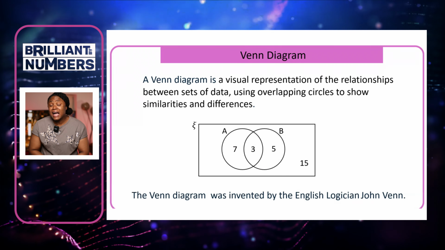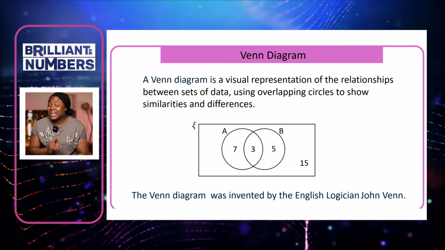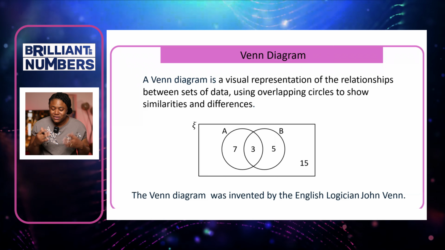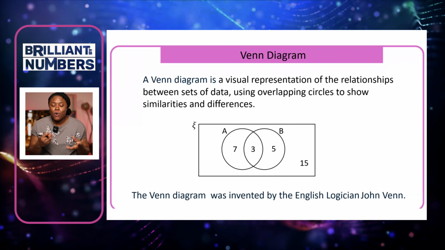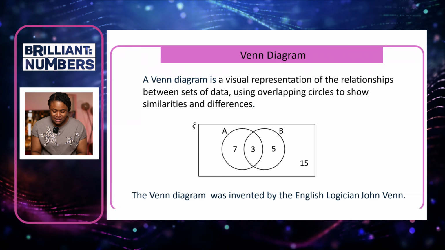The Venn diagram, importantly to history here, was invented by the English logician John Venn. You can do a little bit more research on this person. It's very good to know where some of the content we use in mathematics comes from.